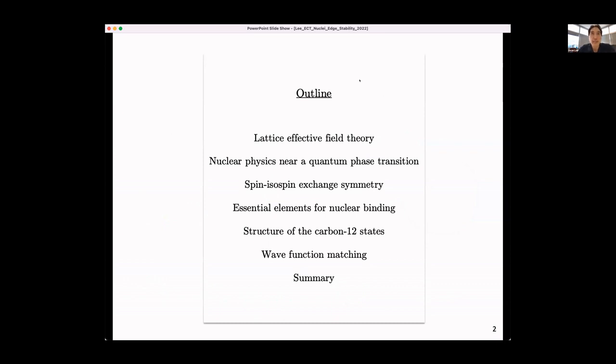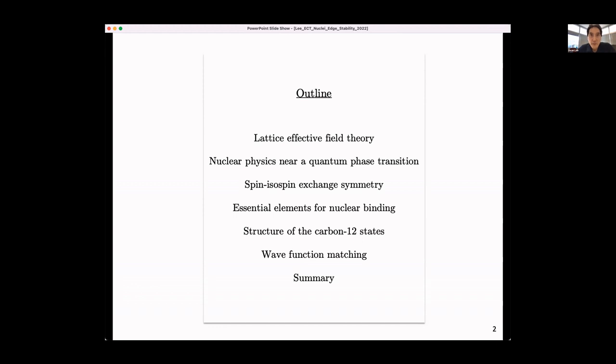I'll first talk about lattice effective field theory, the main tool that we use for the calculations. Then I'll talk to you about nuclear physics near a quantum phase transition. I talked about this last time in the online version, but I'll repeat some of the main points here. Then I will talk about spin-isospin exchange symmetry and how that comes from the large N_C limit of quantum chromodynamics, where N_C is the number of colors.